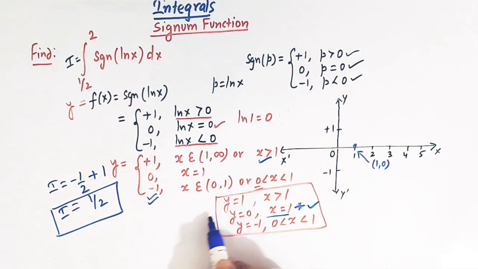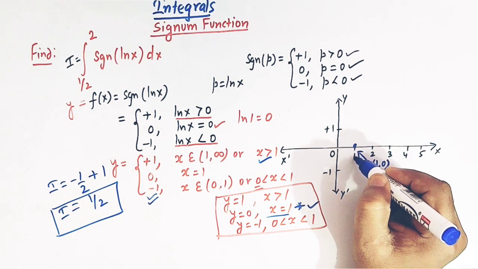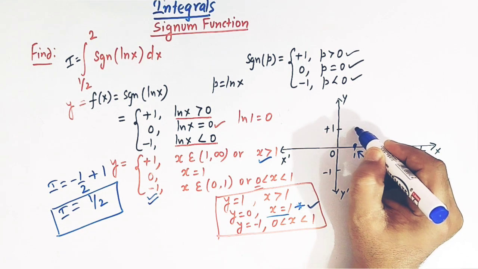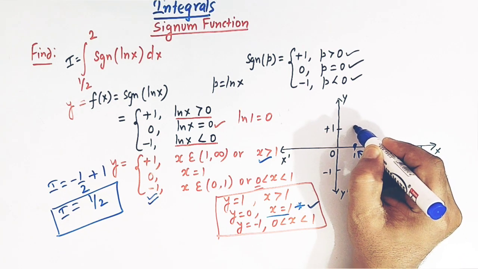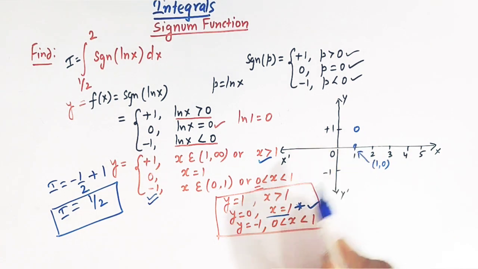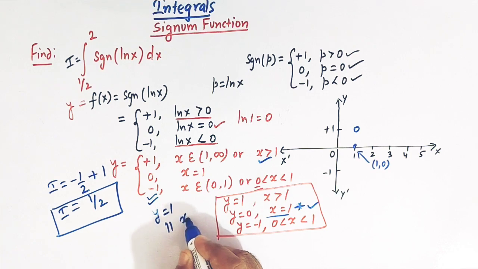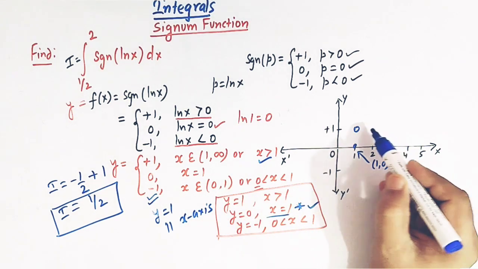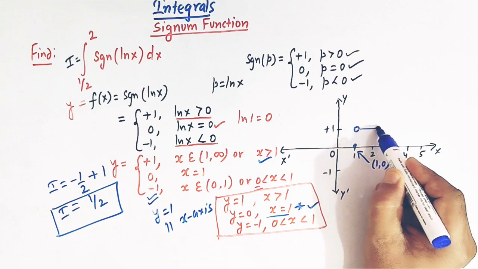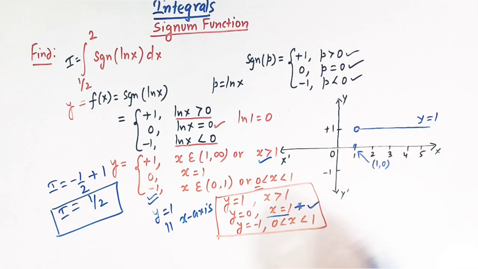Okay. See, y is equal to 1 when x is greater than 1, right? So see, here we have x is equal to 1. So we'll start from this point. Here we'll take an open circle to show that x is not equal to 1, right? And y is equal to 1 is a line which is parallel to x-axis, so we can draw a line like this. So this is the line y is equal to 1, right?